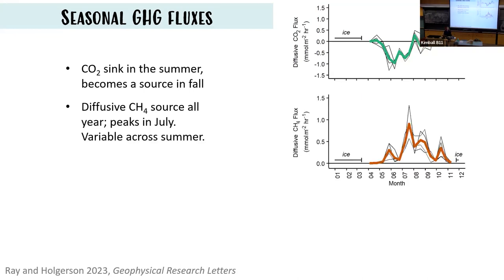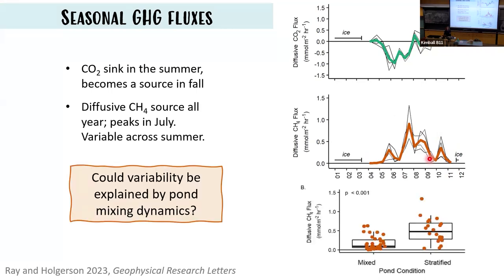Methane was pretty much always a source of methane, but there are these big peaks and troughs as we go. It's very spiky. I should say that the colored line is the average of the four ponds and the little black lines are each individual pond. But we were expecting it to be maybe a little bit more smooth. We think that maybe this variability, again, is explained by pond mixing dynamics, because these ponds will stratify for several weeks and then maybe we have a storm or a big wind event and the pond will mix and release those gases, and then it will re-stratify and they'll build again.